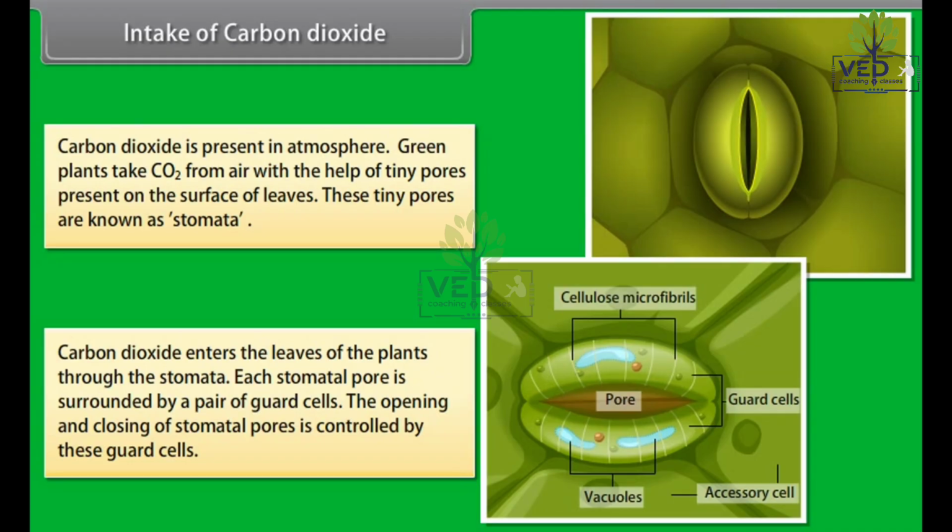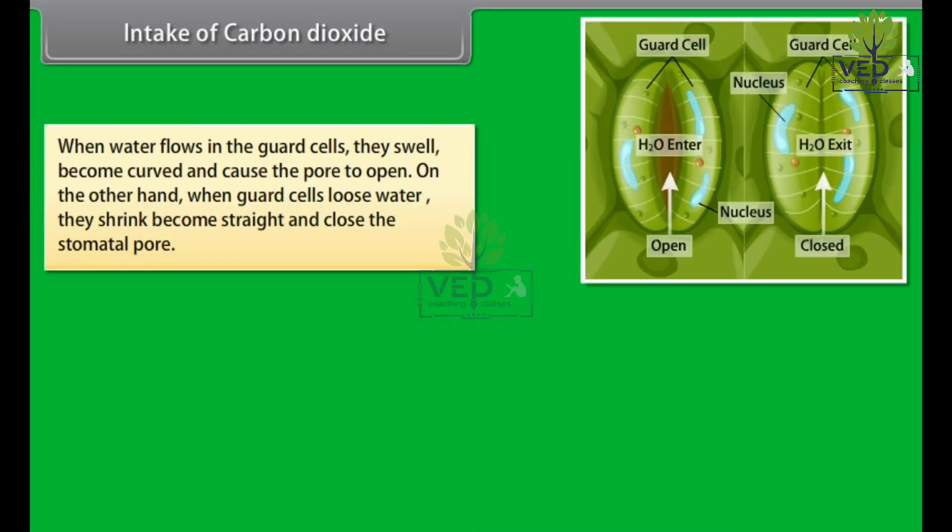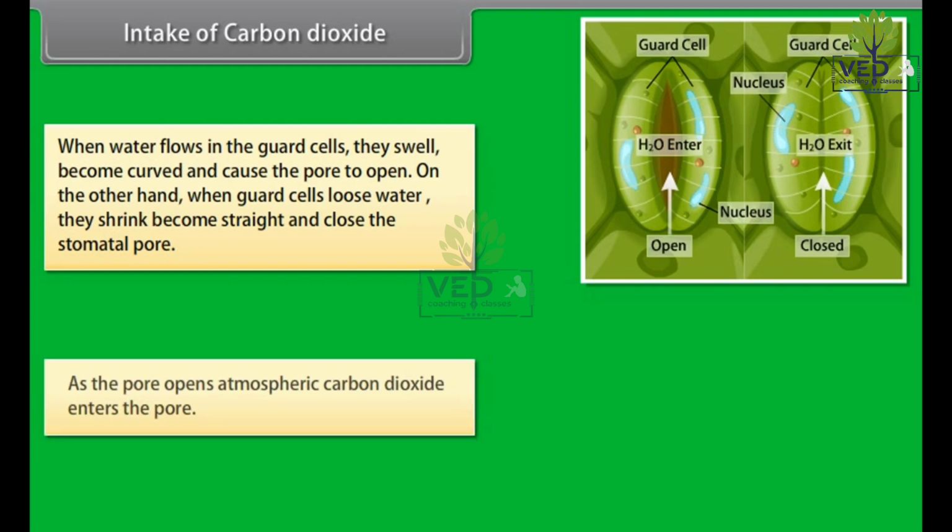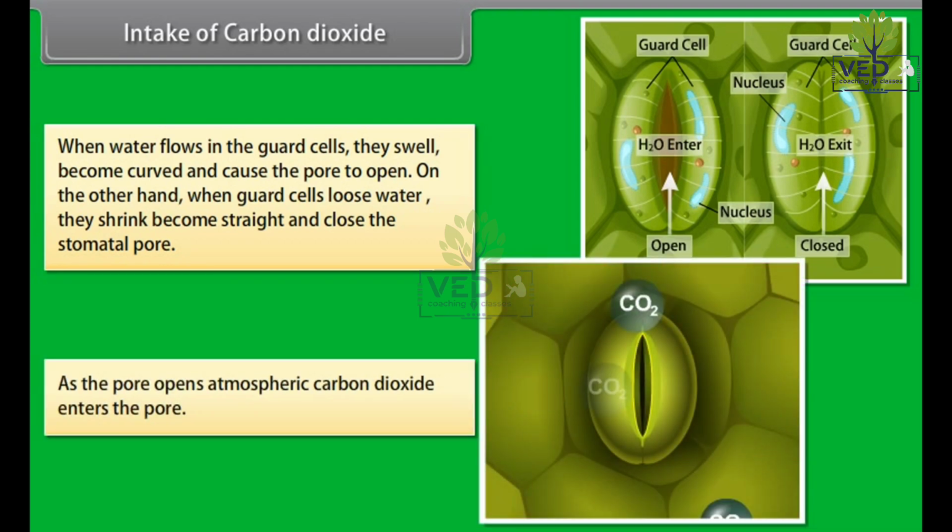The opening and closing of stomatal pores is controlled by these guard cells. When water flows into the guard cells, they swell, become curved, and cause the pore to open. On the other hand, when guard cells lose water, they shrink, become straight, and close the stomatal pore. As the pore opens, atmospheric carbon dioxide enters the pore.